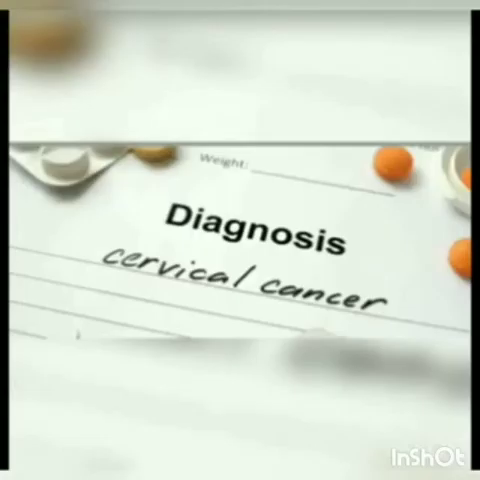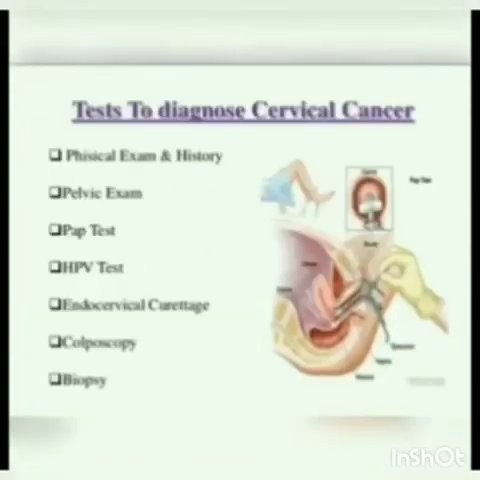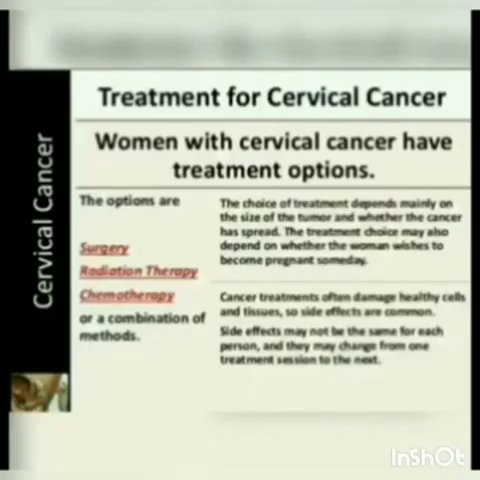How can you diagnose cervical cancer? We can diagnose cervical cancer by pap smear combined with an HPV test. X-ray, CT scan, MRI and PET scan may also be used to determine the stages of cancer. The treatment of cervical cancer includes radiation therapy, surgery and chemotherapy.